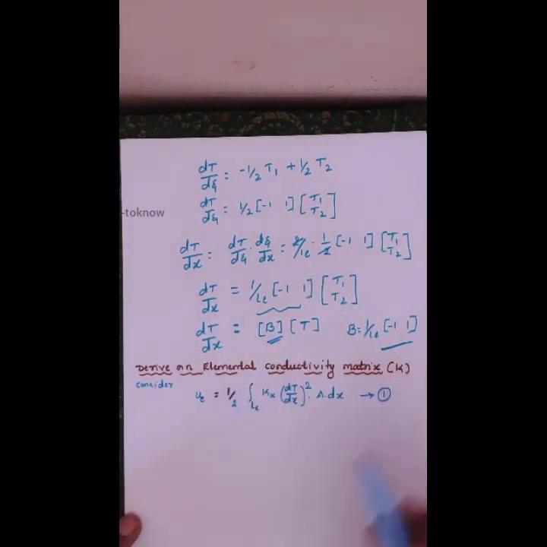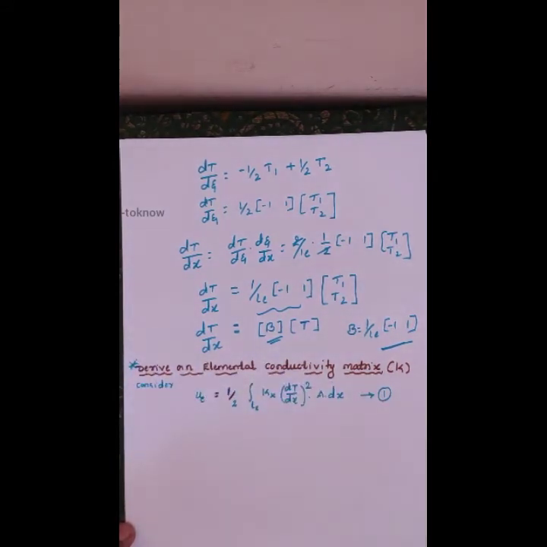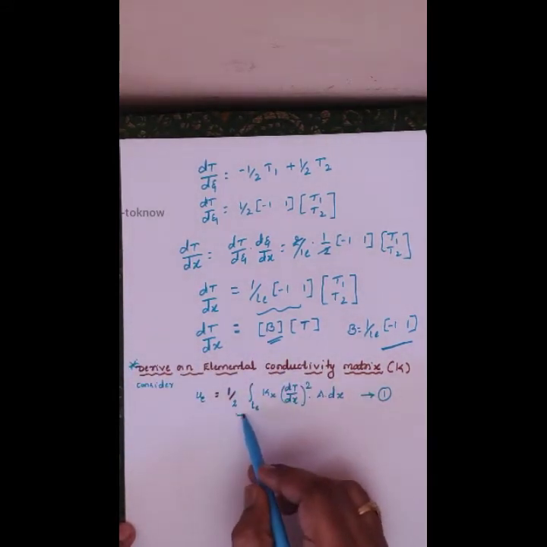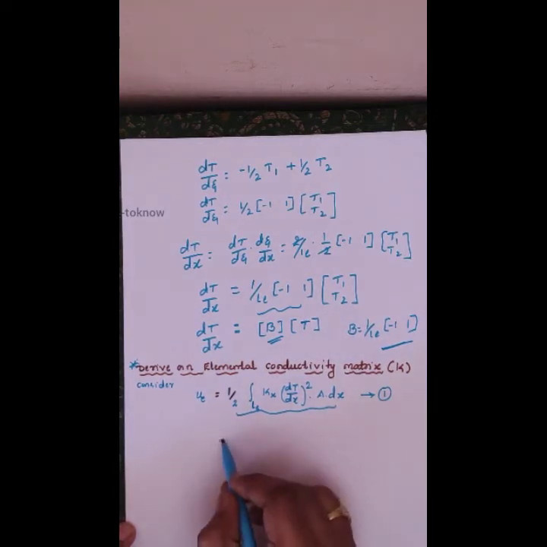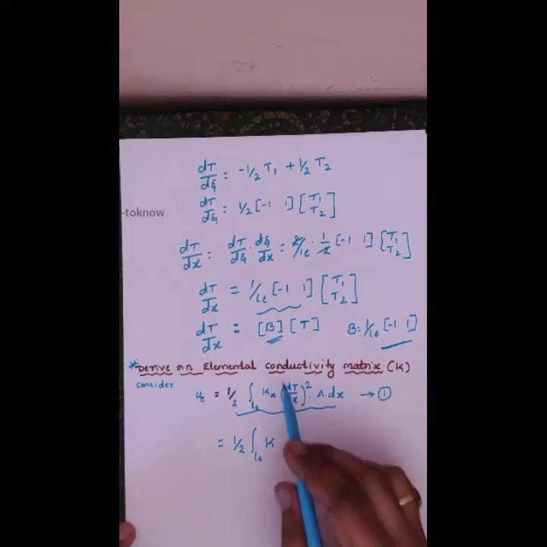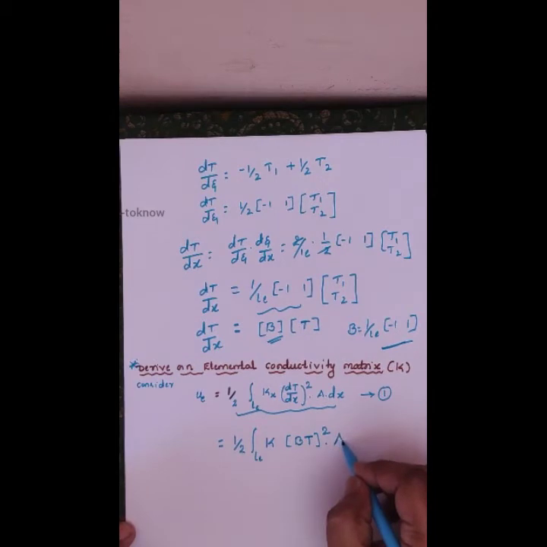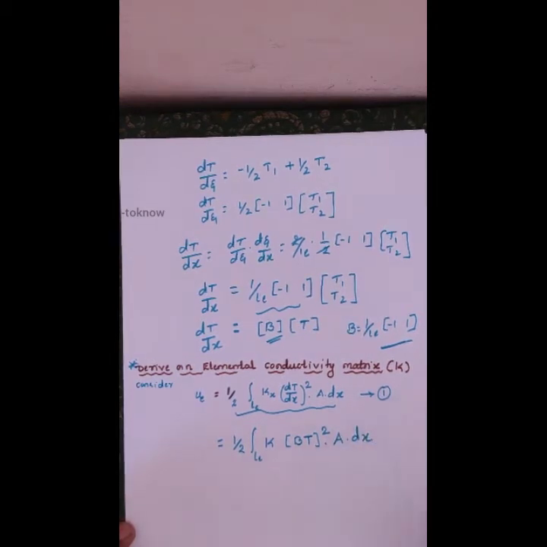Now, how to derive the elemental conductivity matrix? This is very, very important. Take the first term from your pi equation. I can write this as half into k, with k as it is. What is dT by dx? If you observe, dT by dx is B into T, whole square, into A into dx.